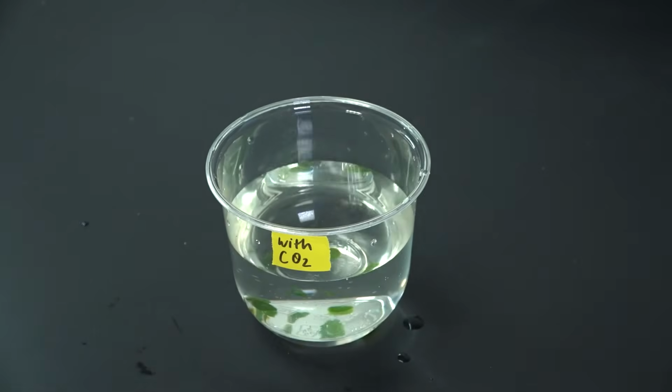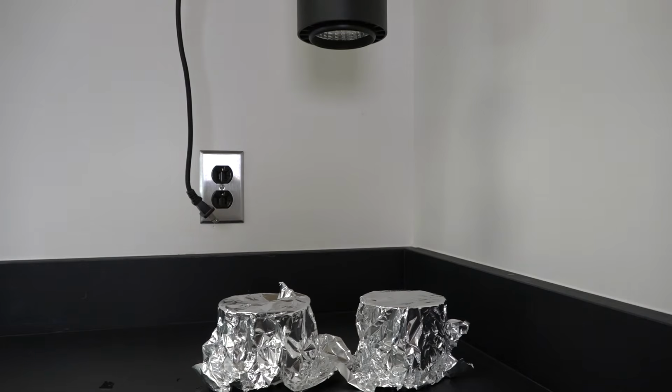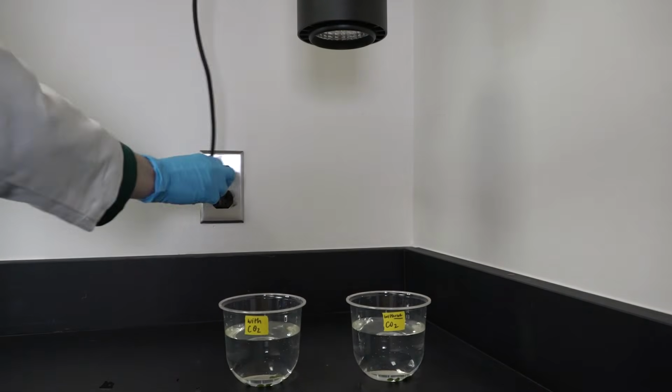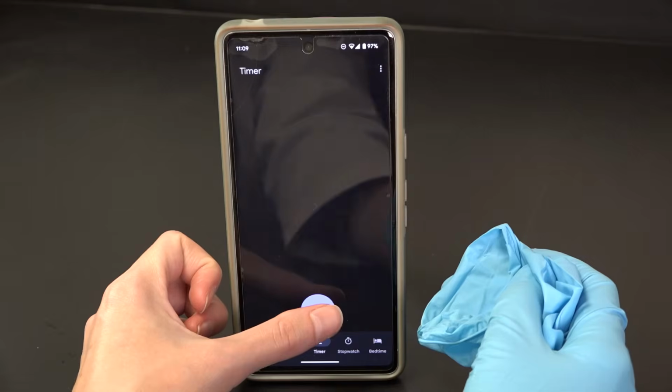Once all my discs are in their cups, it's time to put on my safety glasses and my gloves, because I'm about to work with my bright light source, and that can be a shatter hazard. I'll put my cups under the light, take the aluminum foil off, turn the light on, and start my timer.